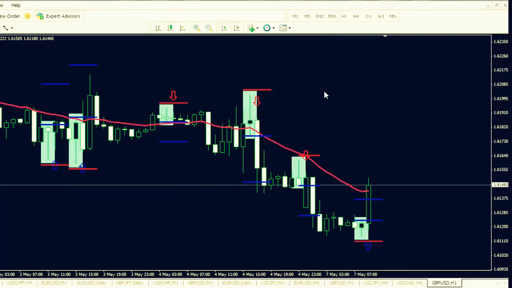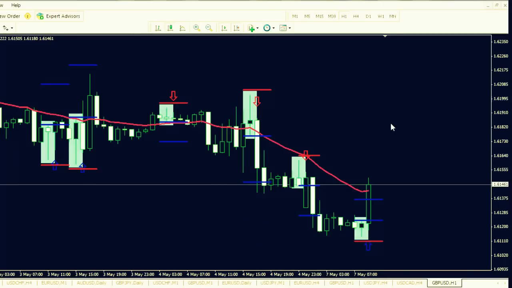So how it works, as soon as there will be a pin bar candlestick pattern, it will give you an arrow and as well an alert that there is a potential sell signal or buy signal. You need the 21 exponential moving average in order to filter the signals. So as you can see here, I had a couple of signals. The red arrow means that it was a sell signal, the blue arrow means it was a buy signal.